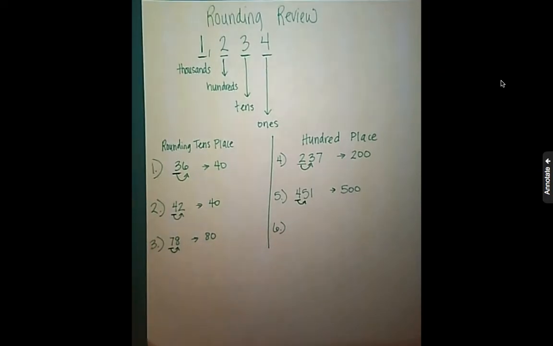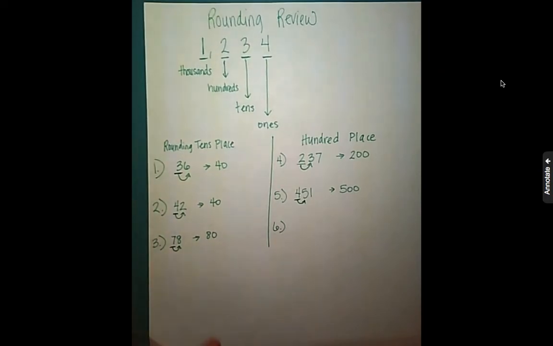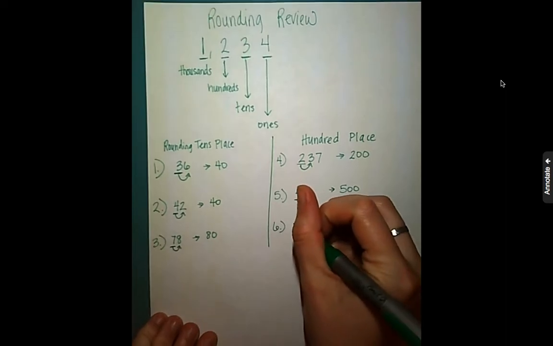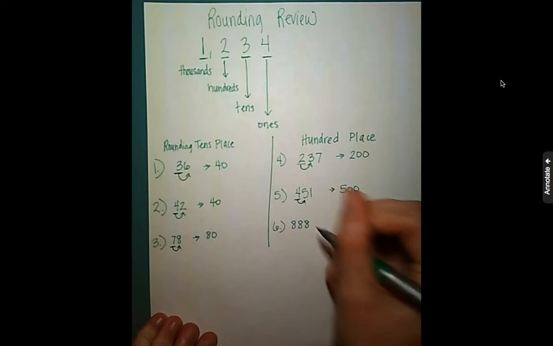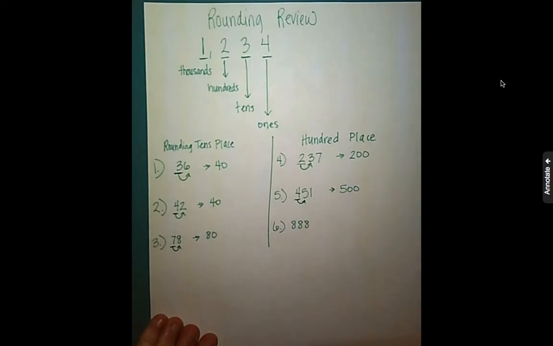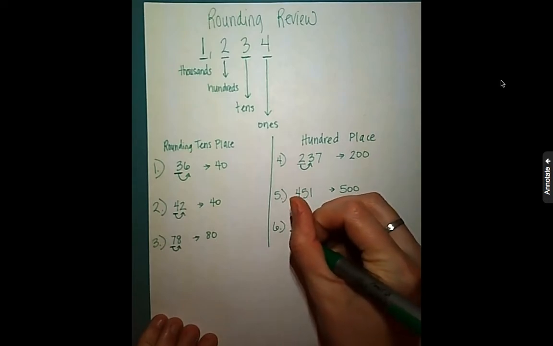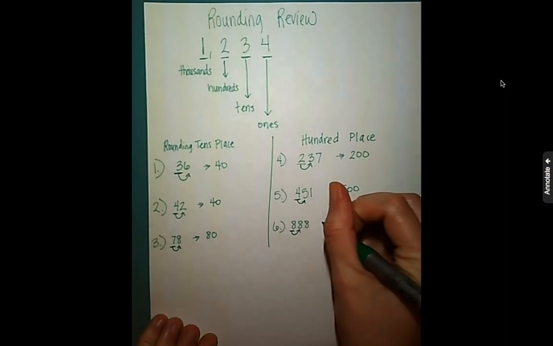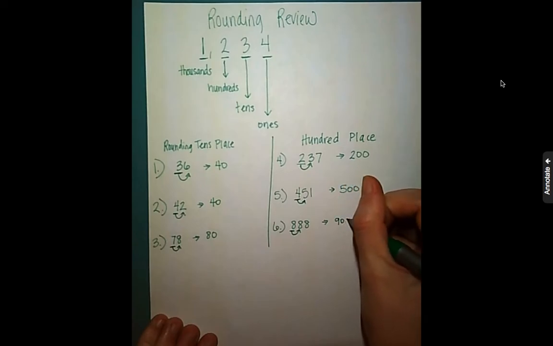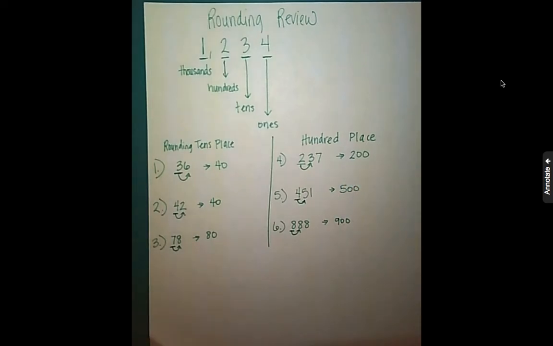Now number 6. 888. Okay, so continuing in the hundreds place, here's my hundreds. That's the first 8 to the left. I'm going to look over to the number to the right. Is 8 larger or equal to 5? Yes, it is. So I'm going to round to 900 because that's the hundreds place value.